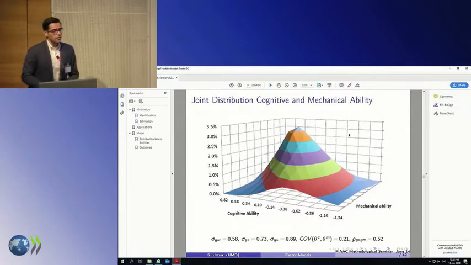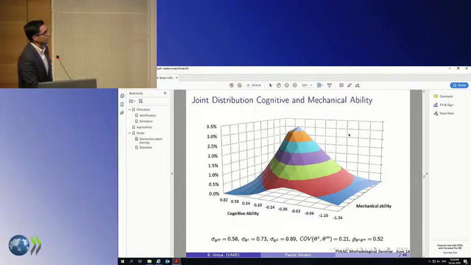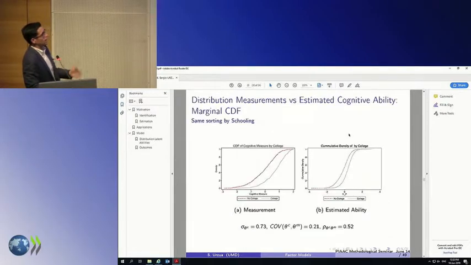This is the distribution of cognitive and mechanical ability, highly correlated, which is actually interesting, given that the effects on schooling decisions and earnings are different. If you're moving someone from the bottom to the top of the cognitive distribution, the correlation with mechanical ability is positive, so you're going to be moving people from the bottom to the top of the mechanical distribution as well, but the impacts are differential.